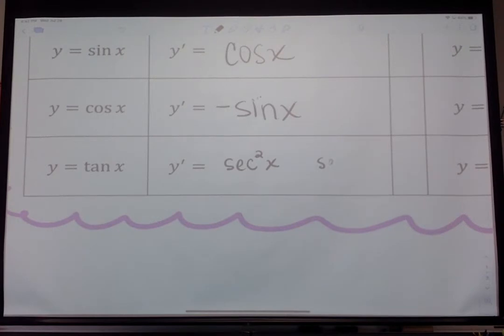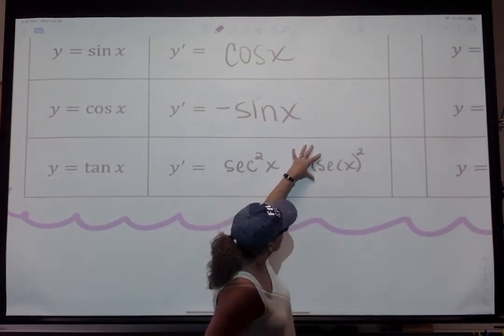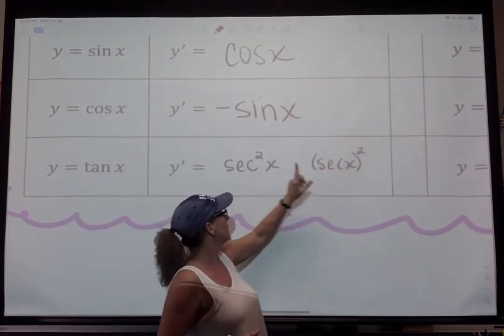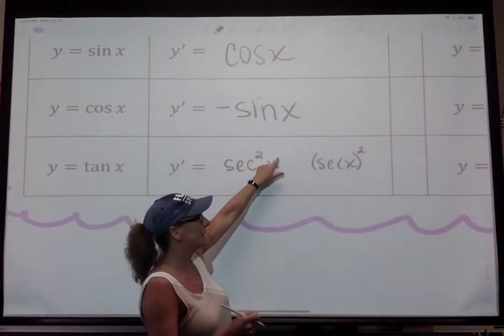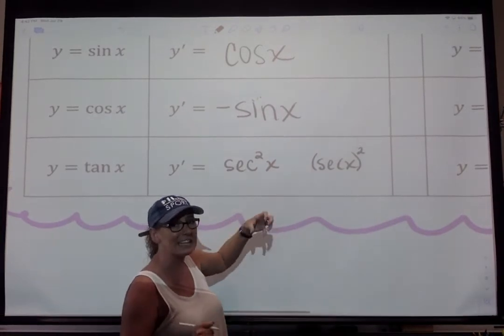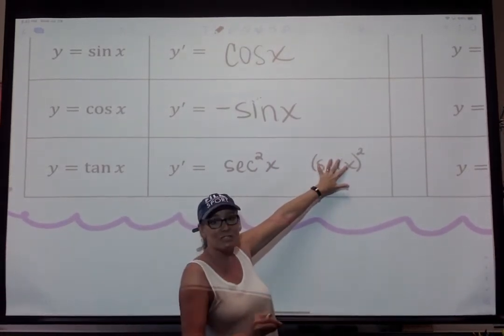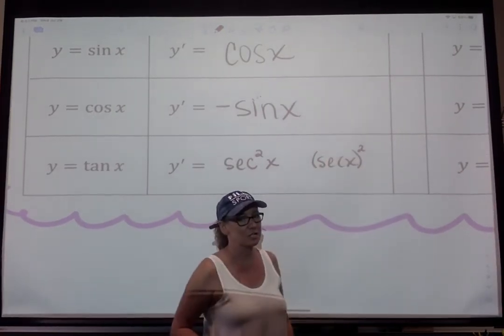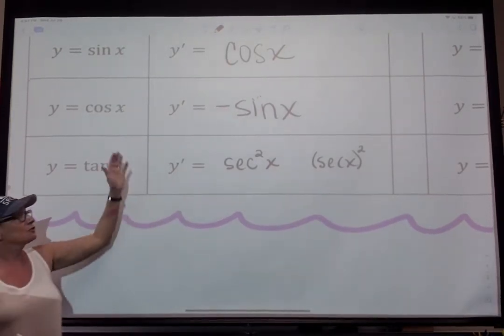Or like that. You can either wrap the entire expression in parentheses and put squared on it, or square on the secant. Don't put a square on the x itself. We're not squaring an angle. We are looking at a secant fraction and then squaring that fraction. That's what that represents.